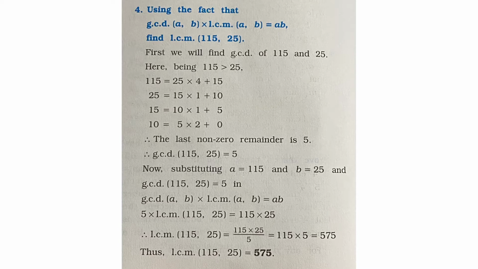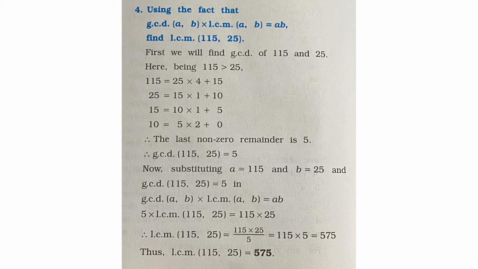Now we have to divide 25 by 15. And on dividing, you will get 25 is equal to 15 into 1 plus 10. Now divide 15 by 10. You can write 15 is equal to 10 into 1 plus 5. Now divide 10 by 5. You will get 10 is equal to 5 into 2 plus 0. Now here the remainder is 0 and the last non-zero remainder is 5. So GCD of 115 and 25 is 5.